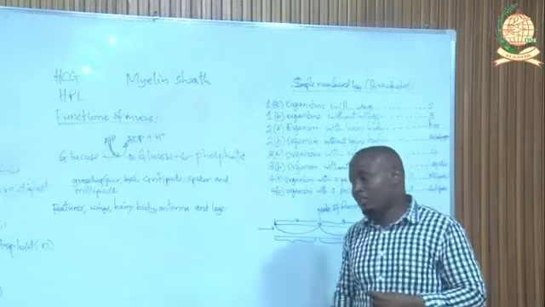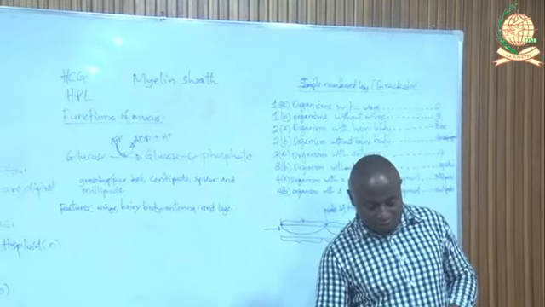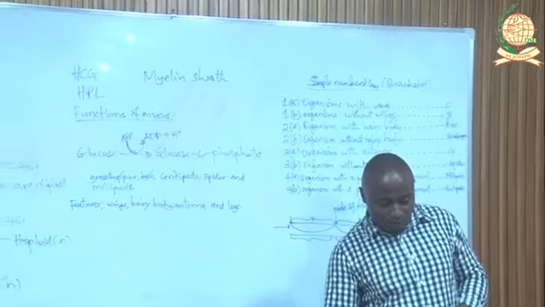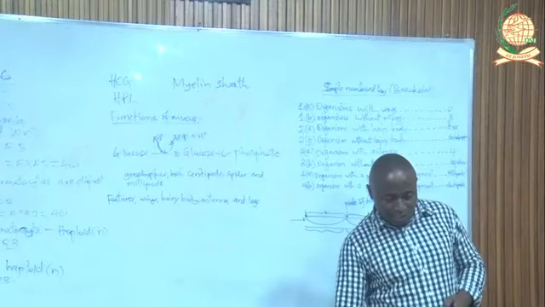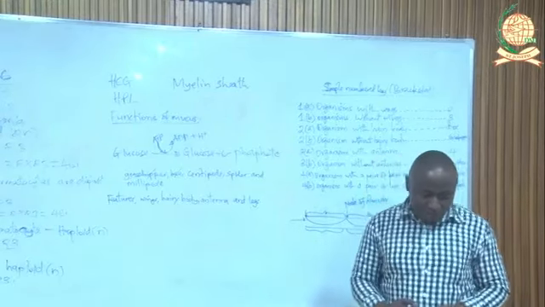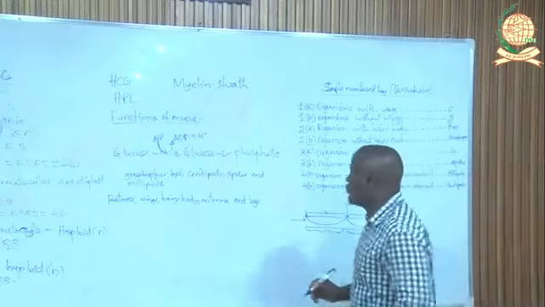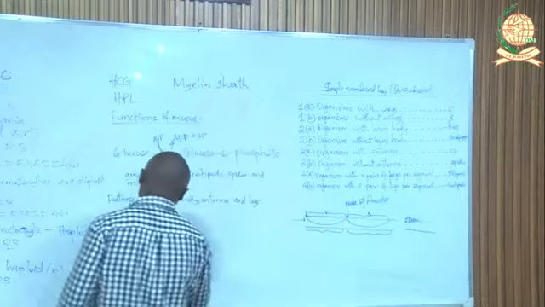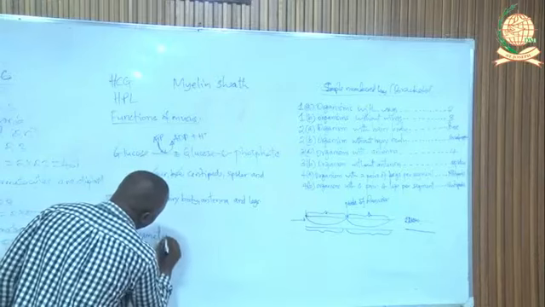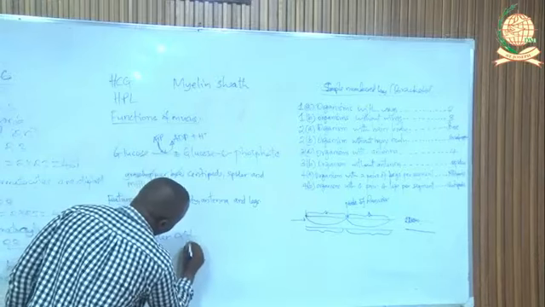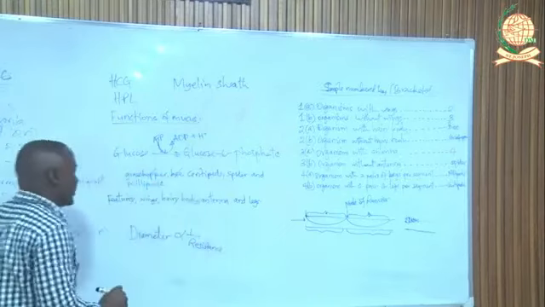The third factor that affects the transmission speed of nerve impulse is the diameter of the axon, and this is very important. The greater the diameter of the axon, the faster the speed of transmission of nerve impulse. Why? Because the diameter of the axon is inversely proportional to the resistance of the axoplasm.